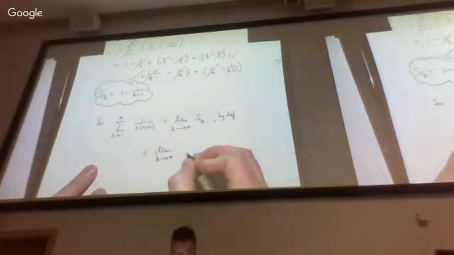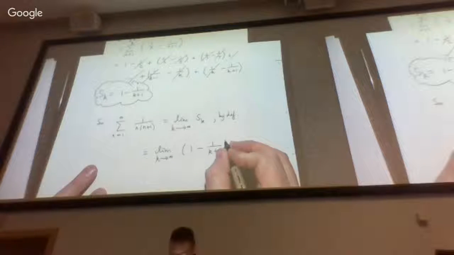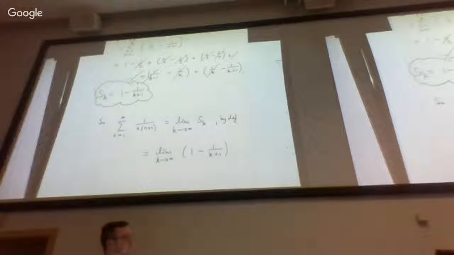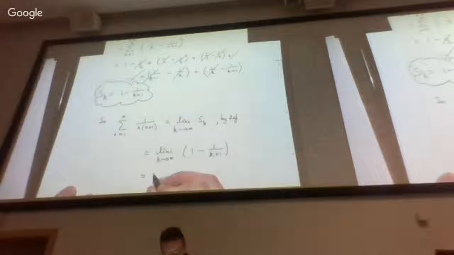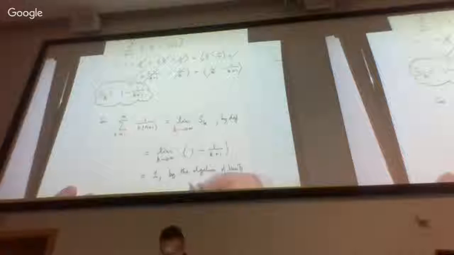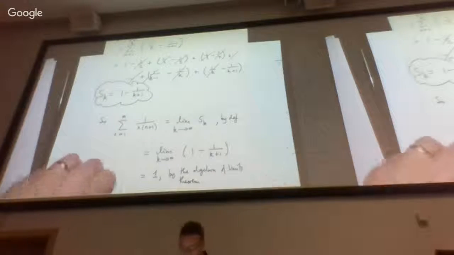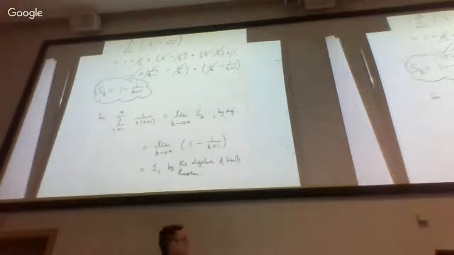But we have this nice expression now for s_k, which is just 1 minus 1 over k plus 1. But we can evaluate that limit, okay? Because this is just a constant part. And this part, 1 over k plus 1, that's going to tend to 0 as k goes to infinity. By the algebra of limits theorem, this would come out as just 1. By the algebra of limits. So for this particular series, it is possible to prove that it's convergent and actually work out the precise value.